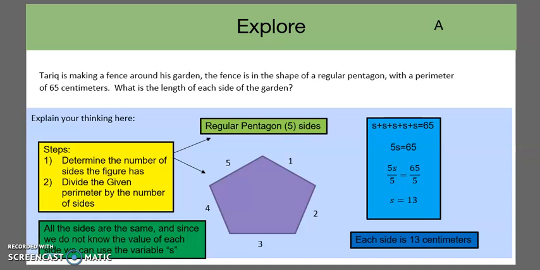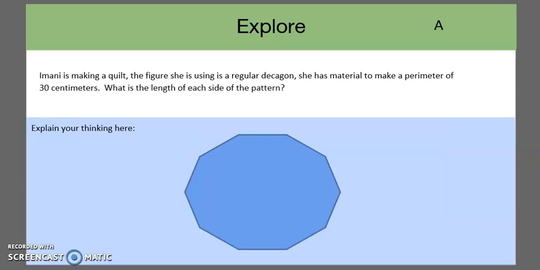Okay, we're going to go through one last question. Imani is making a quilt. The figure she is using is a regular decagon. She has material to make a perimeter of 30 centimeters. What is the length of each side of the pattern? Again, pause the video, think about key vocabulary words, and think about a plan and steps you would use to solve this problem.